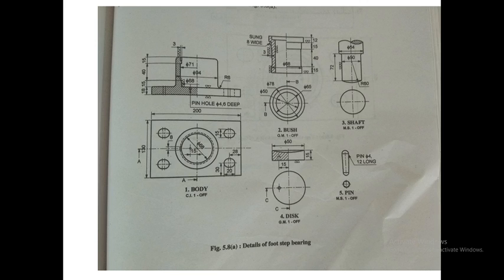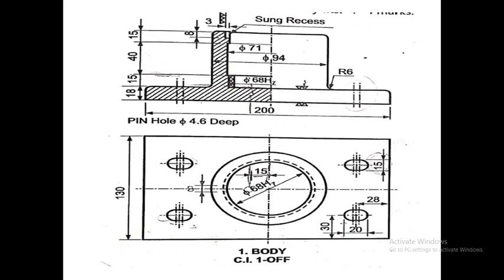We have also seen the different components present in the assembly of the footstep bearing, that is the body, bush, shaft, disc, pin, etc. We have also seen the quantity in which all the components are present and the material they are made of. Then we studied the body in detail. We identified the dimensions such as the height, length, width, then the diameters of the cylindrical part of the upper part of the body. Then we saw the dimensions of the rectangular slot, that is this slot present on the upside.